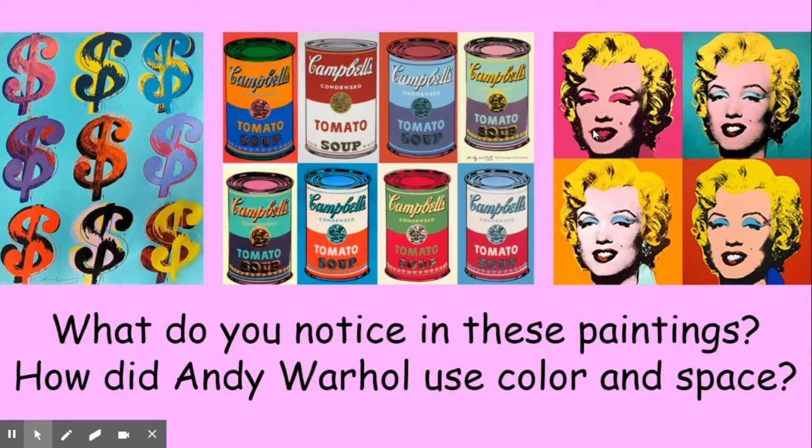So again, he's got one color in the background, and he's using what we call repetition. Repetition just means you repeat over and over again. So he's repeating the object or the person. And again, he's changing the color.